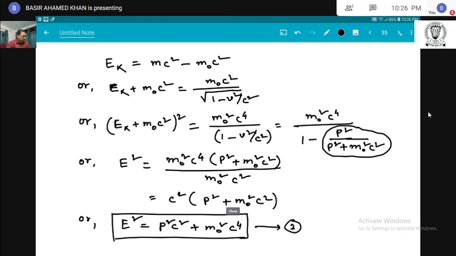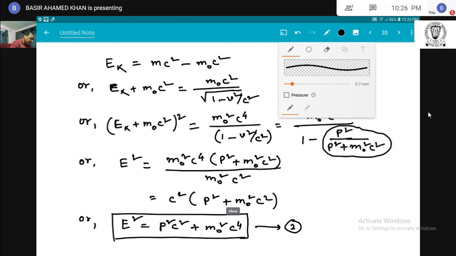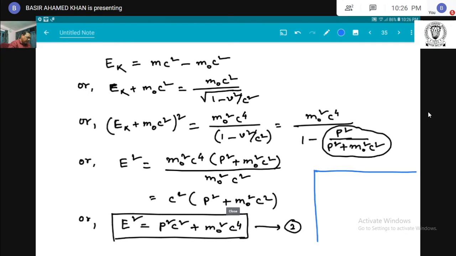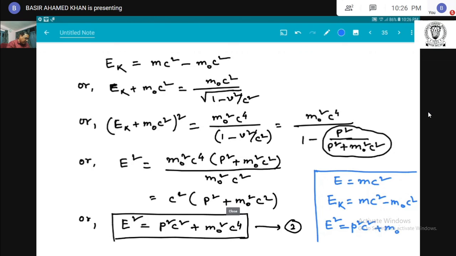So today I know three things. I know this relation: E equal to mc square. Ek equal to mc square minus m0 c square, the kinetic energy relation. And E square equal to p square c square plus m0 square c to the power 4, which is the energy momentum relation of a relativistic particle. Okay.